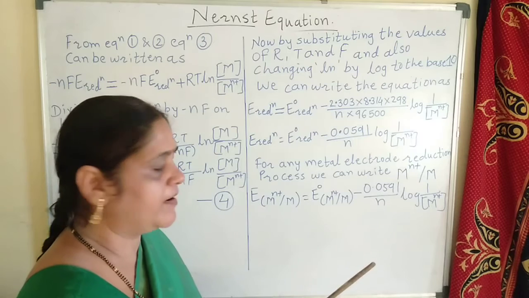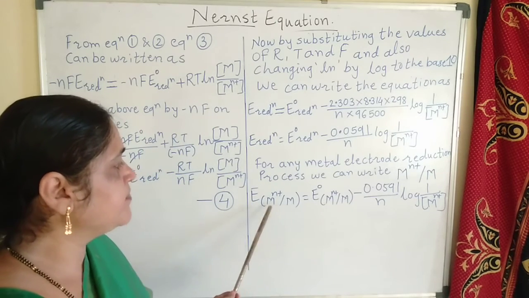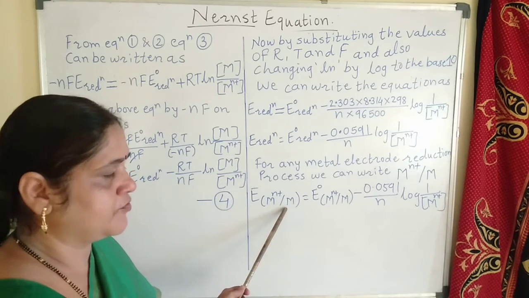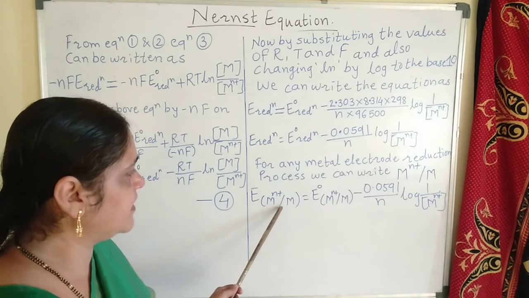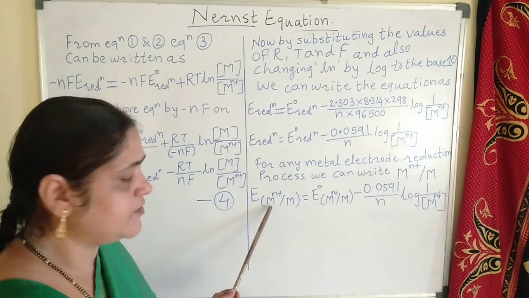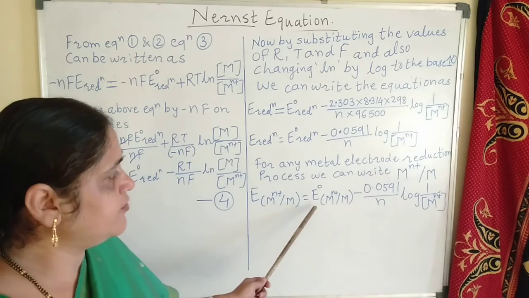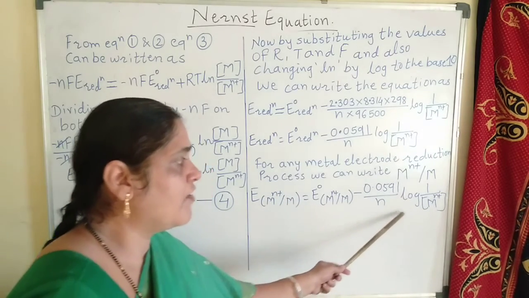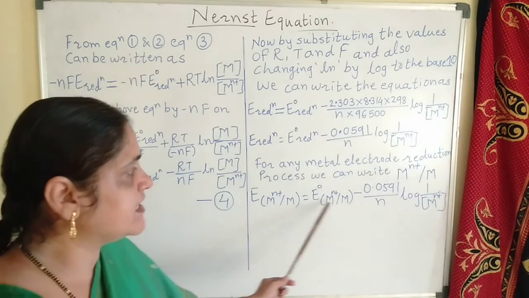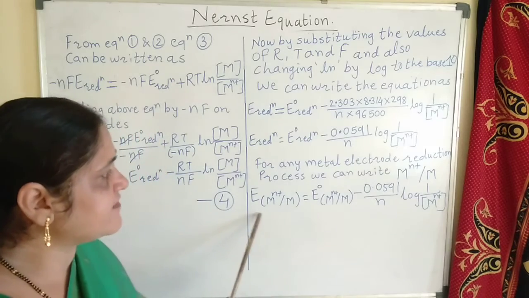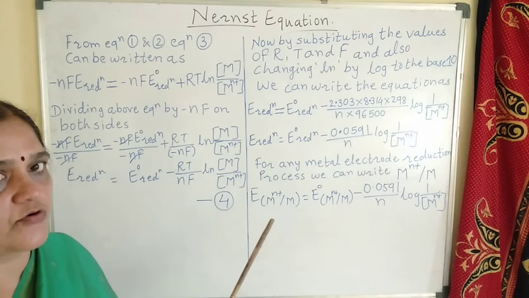If you are taking a copper electrode, then instead of Mn+ oblique M, you can write Cu2+ oblique Cu. If you are taking a zinc electrode, then instead of writing Mn+ oblique M, you can write Zn2+ oblique Zn. In this way, you can write this equation for any metal electrode for the reduction process. And this is the Nernst equation you can write for any electrode.